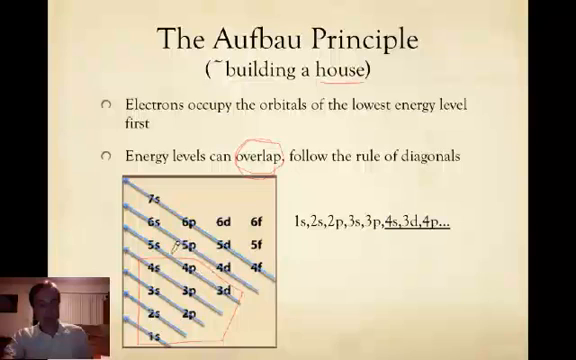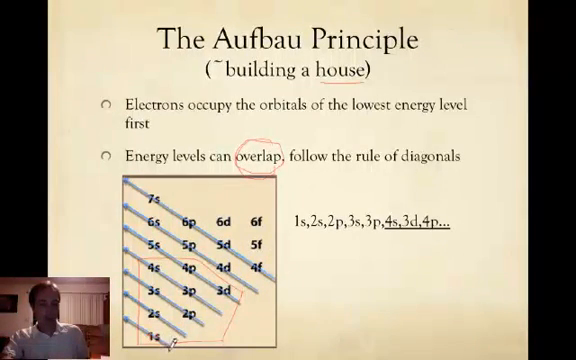This diagram right here is known as the rule of diagonals. And what it says is if we start closest to the nucleus, we have the first energy level, which has an S sublevel. The second energy level has an S and a P. The third energy level has an S, a P, and a D, and the fourth energy level has a 4S, 4P, 4D, 4F, etc.